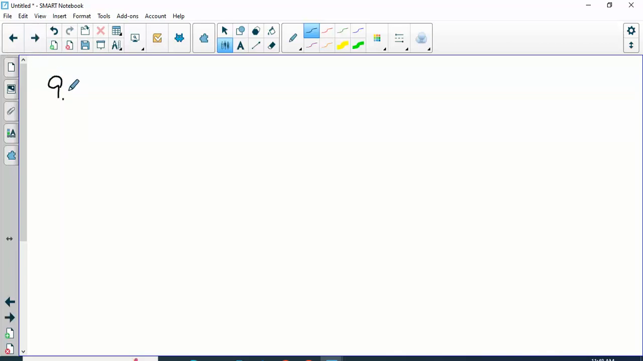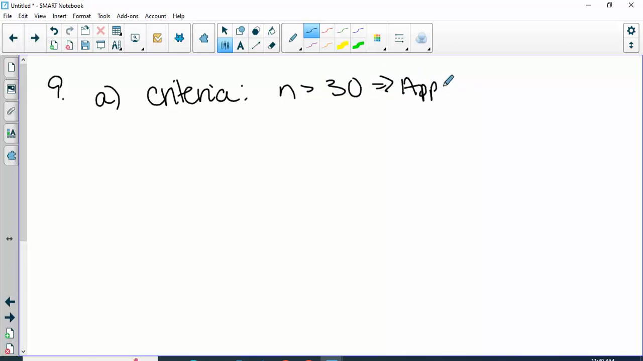Number 9. I'm going to go ahead and talk about A as well as C, since we were asked about both of those. So we have a simple random sample of size n equals 36. So I have a sample. Then we are describing the distribution of X bar. So for X bar, what was our criteria? Greater than 30. If we look at this one, it didn't tell me it was normal, but my n was bigger than 30. So that means it is approximately normal.